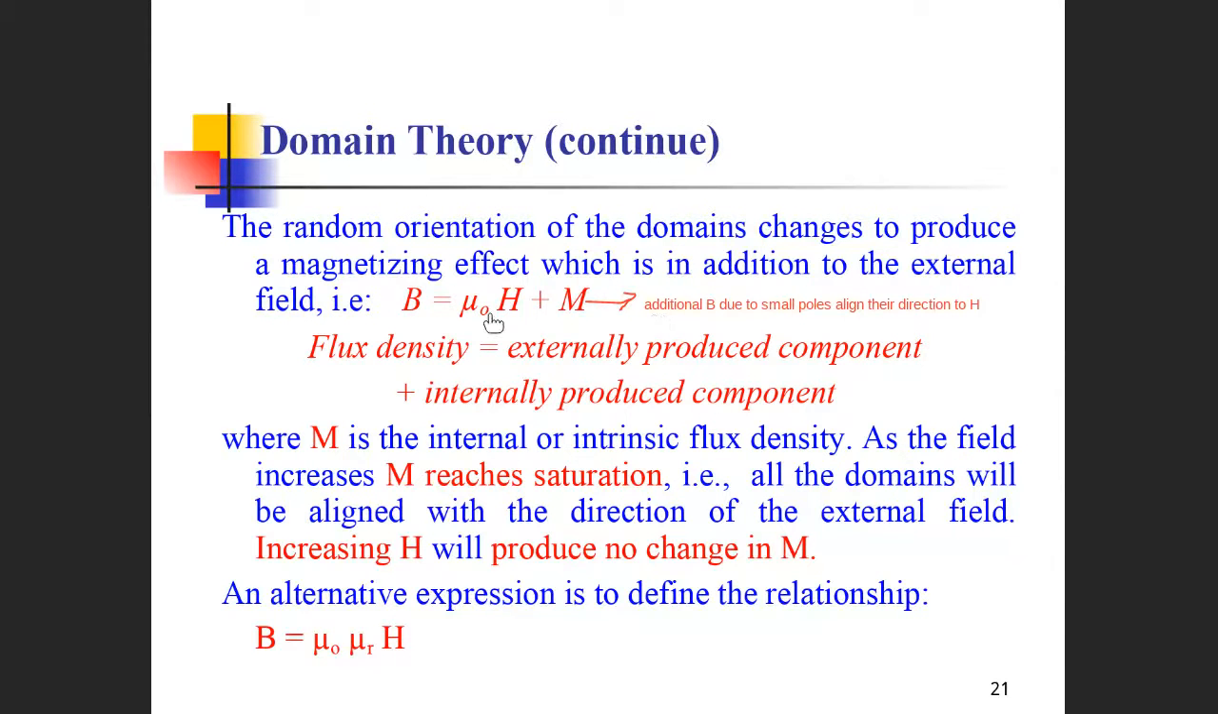So there are two parts. One is the fundamental part for whatever material produces this. The other is the additional B that is due to the small poles aligning their directions to H. How many small poles align their direction to H depends on the strength of H. So, the stronger the H, the more small poles align their directions to H. But the number of the small poles is limited.